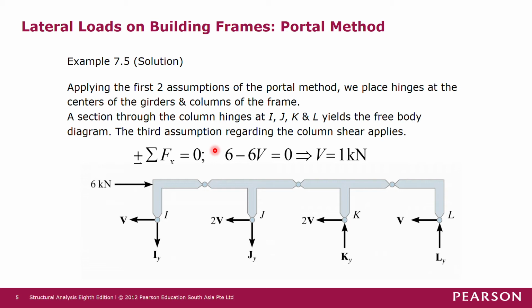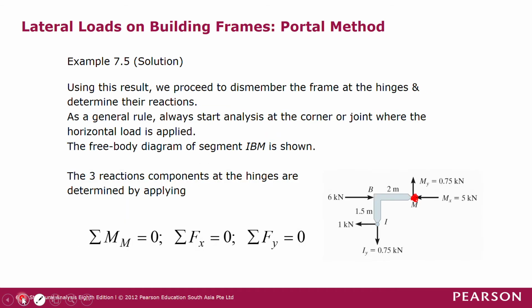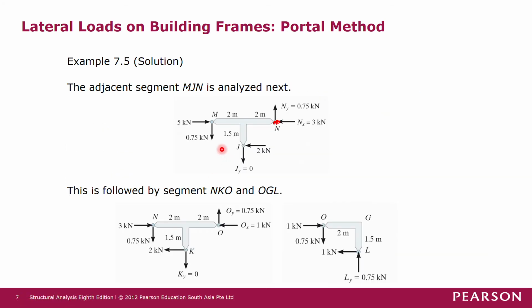Newton's third law mentioned that when there is an action, there must be a reaction of the same magnitude but opposite in direction. Okay. So take note that when we consider this part of the structure, this joint M is common to the joint M in this free body diagram here.